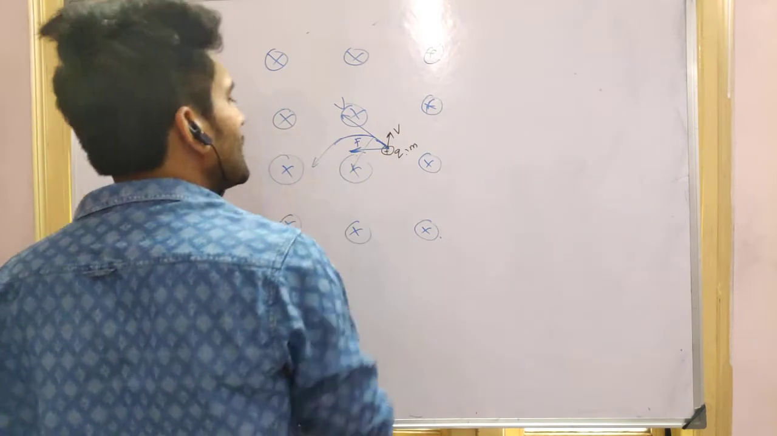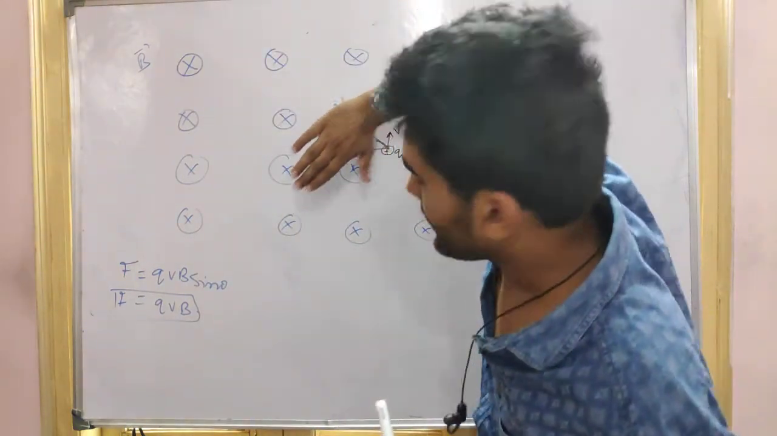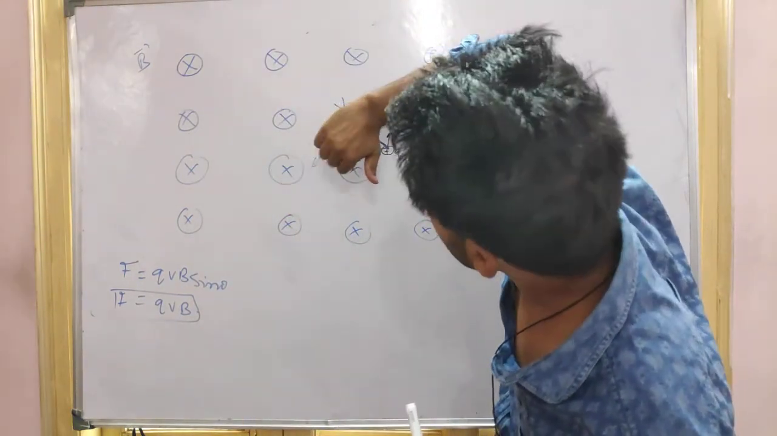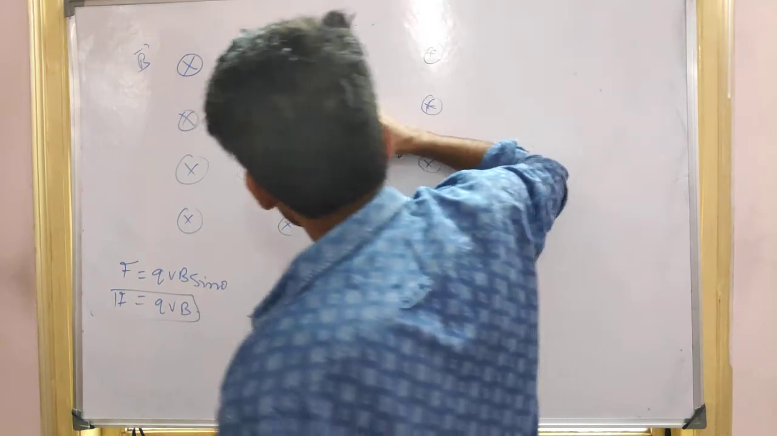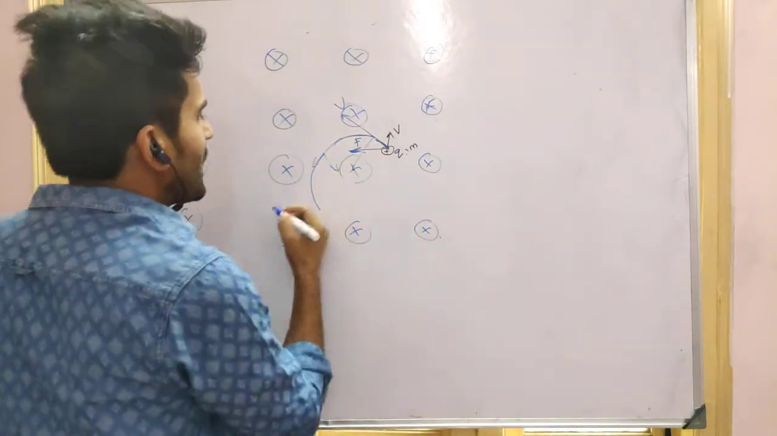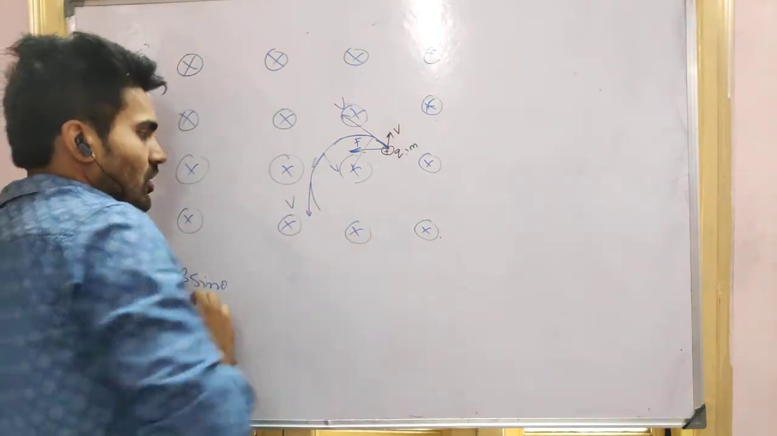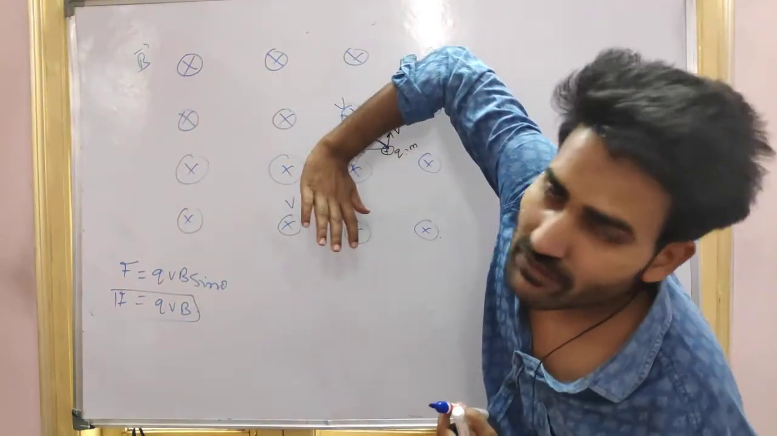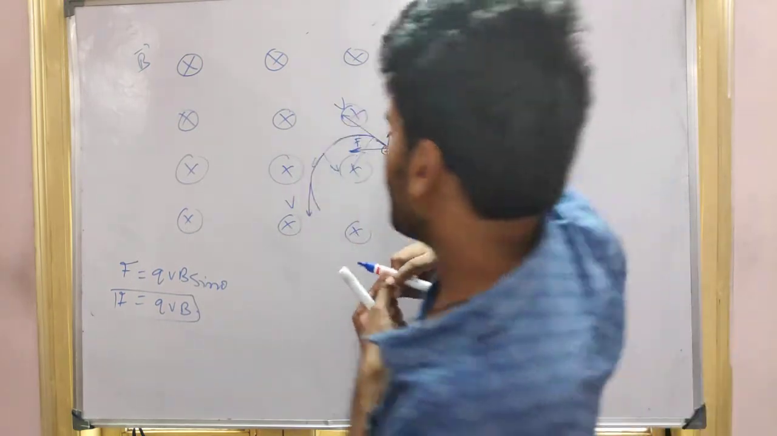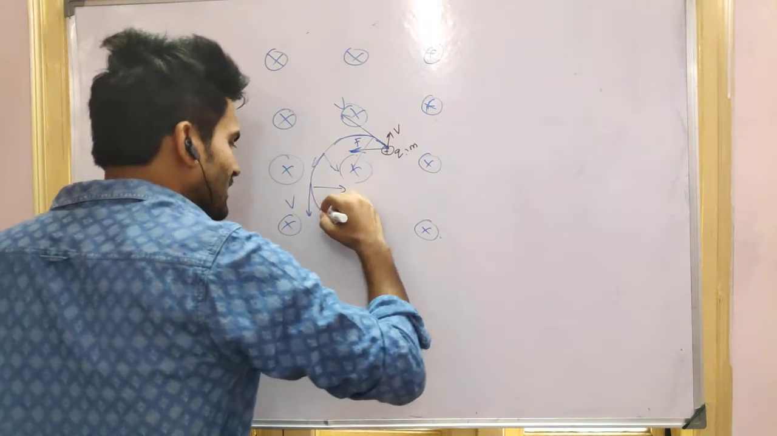So velocity will be here. Keep your palm in the direction of the velocity. Curl your finger in the direction of the field. Force direction will be here like this. Then the particle will come like this. The velocity will be here. So curl your finger in the direction of the velocity. Where will be the force? Force will be here. Then again the direction will be changed.